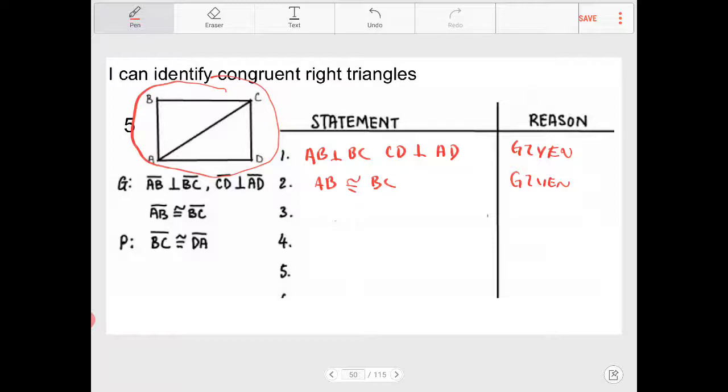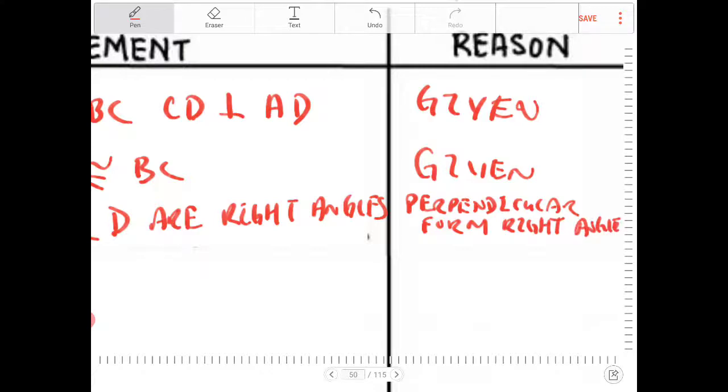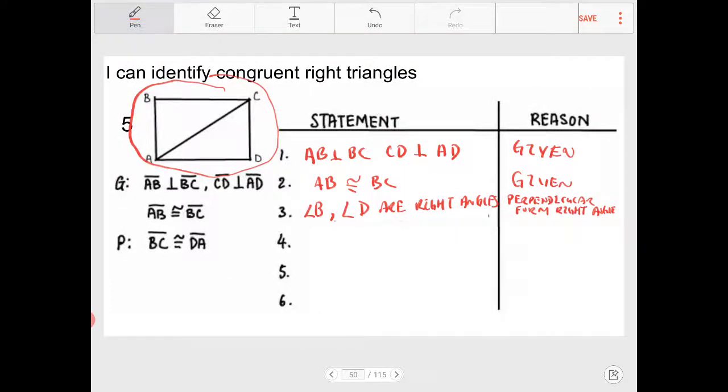Which is why, for statement number 3, okay, looking at this, I immediately can tell that angle B and angle D are right angles. So these are right angles. And why are they right angles? Well, that's because perpendiculars form right angles. So now that we know that perpendiculars form right angles, we can now safely declare that these two triangles are in fact right triangles.